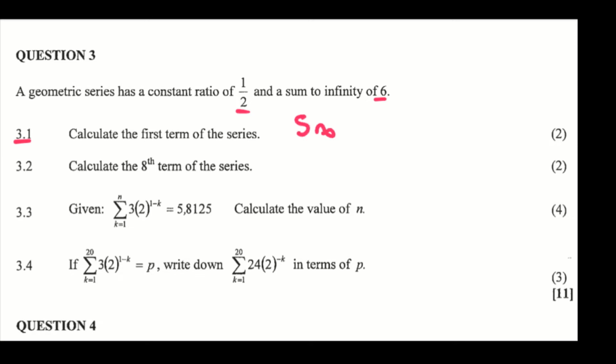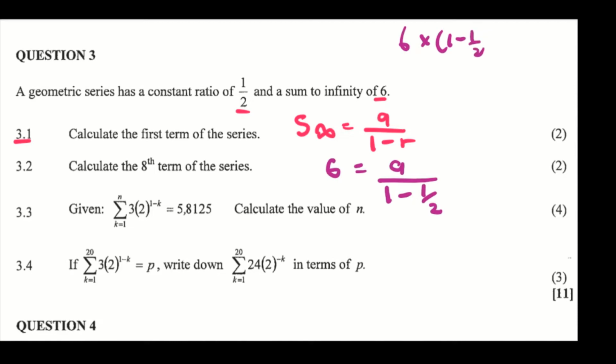So we have a sum to infinity being equal to a over 1 minus r, and we're given the sum to infinity to be 6, equal to a divided by 1 minus 1/2, right? And then it's going to be 6 multiplied by 1 minus 1/2, so I'm just cross multiplying here, equals a. Therefore your a value is going to give you 3, right? You're just going to put this inside your calculator and you'll find the value of 3.